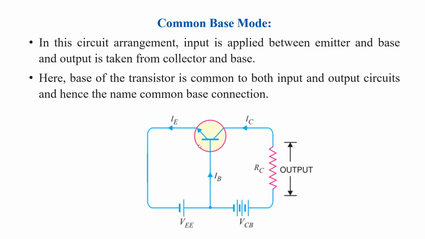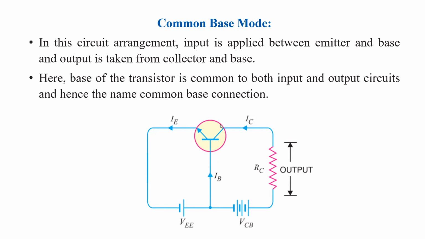This is the NPN transistor we have used here. This is the emitter, this is the base, and this is the collector. When an NPN transistor is connected in the circuit, we know that the emitter base junction has to be forward biased. So we are using this battery VEE to forward bias the emitter. It is an NPN transistor, so the emitter is N type, and it is connected to the negative terminal.